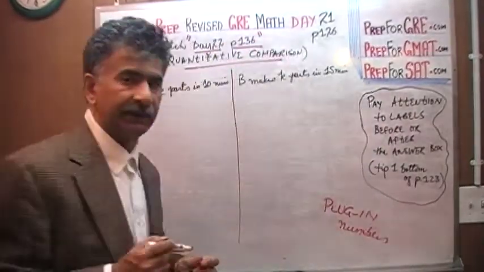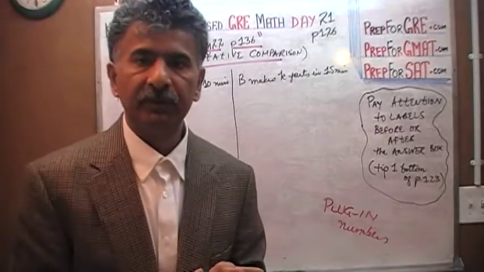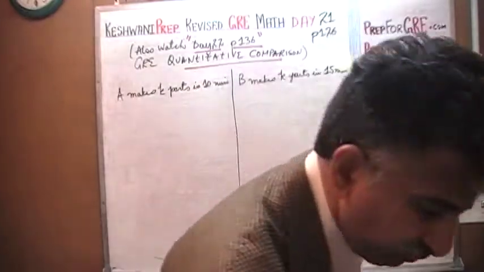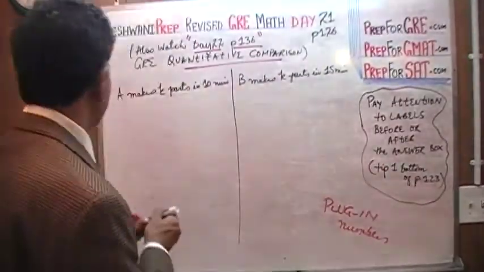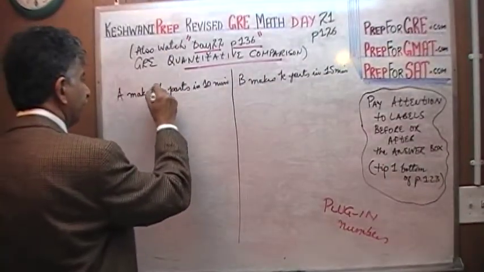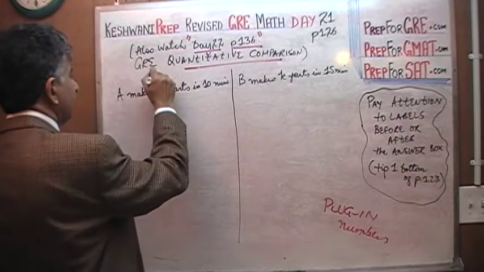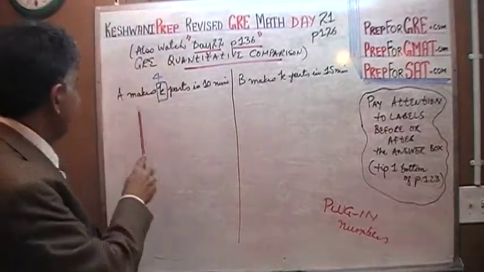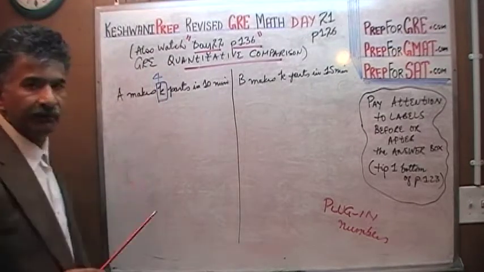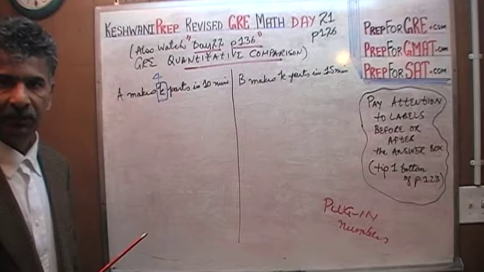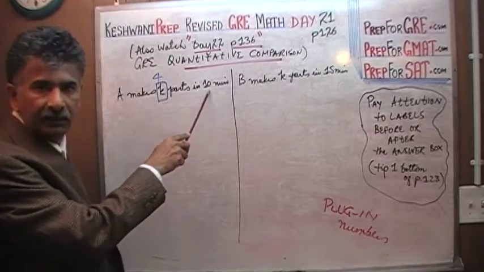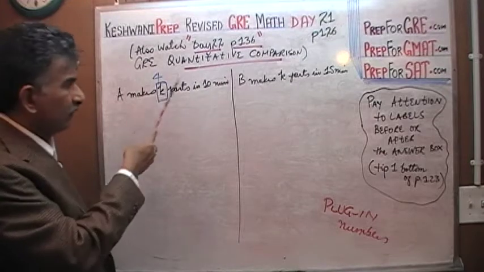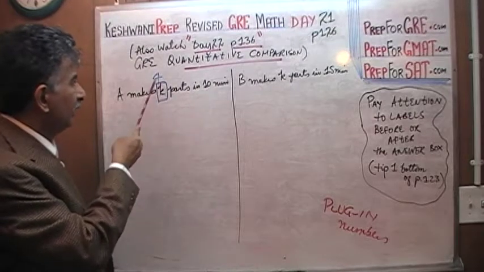Now, with the plugging in technique, the trick is that you have to plug in numbers that work nicely, that make your life easier, that make the math simpler. So let's plug in something for K. Let's pretend K is 4. Now it says A makes 4 parts in 10 minutes. If it makes 4 parts in 10 minutes, how many parts will it make in 1 minute? As you can see, it's not a nice number to plug in, because how many it will make in 1 minute will be 4 over 10.